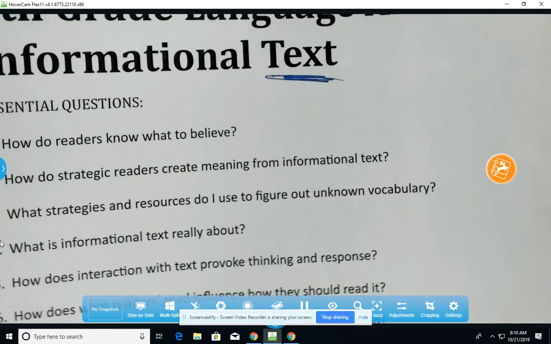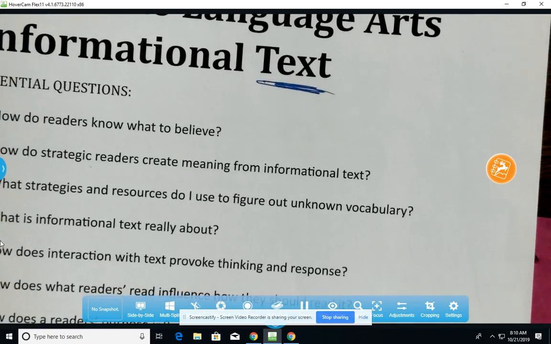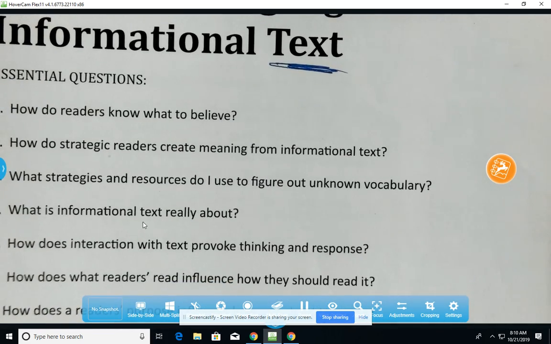So we're going to go ahead and get started on this passage and this close reading. We will definitely go over and discuss it at the end. So go ahead and get working.